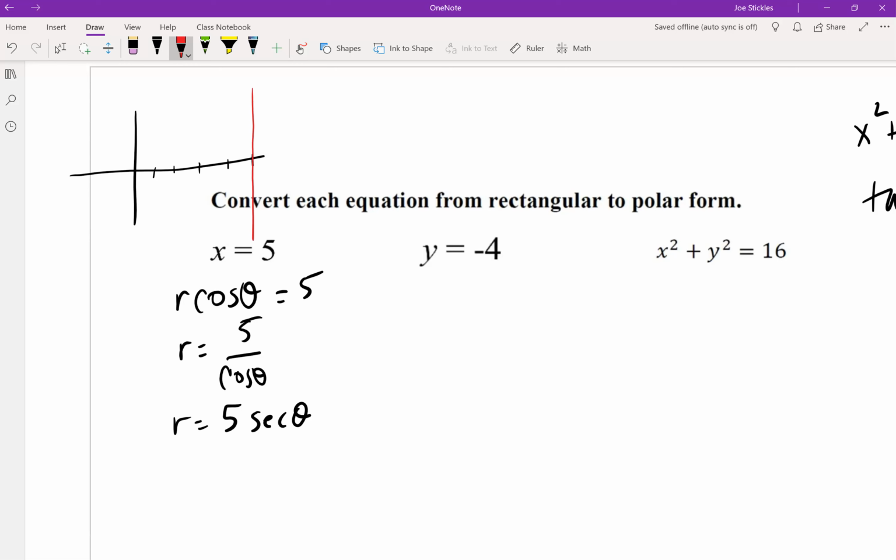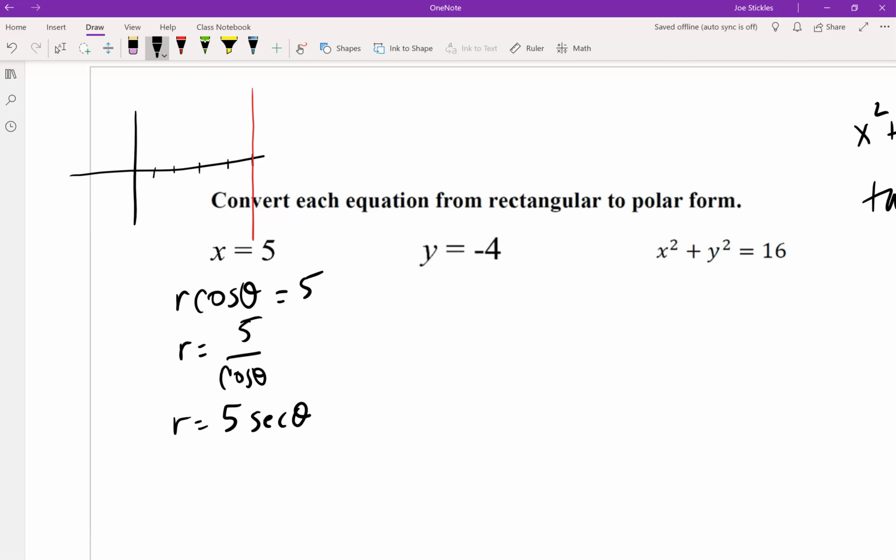I think we can all agree that x equals 5 describes the situation, because it says the x coordinate has to be 5, period, better than r equals 5 secant theta. If I look at this and think about graphing it in polar, I don't know what that necessarily looks like off the top of my head. So I think the original x equals 5 equation is a lot better than the r equals 5 secant theta. That's just me. Okay. All right. Let's look at this one.